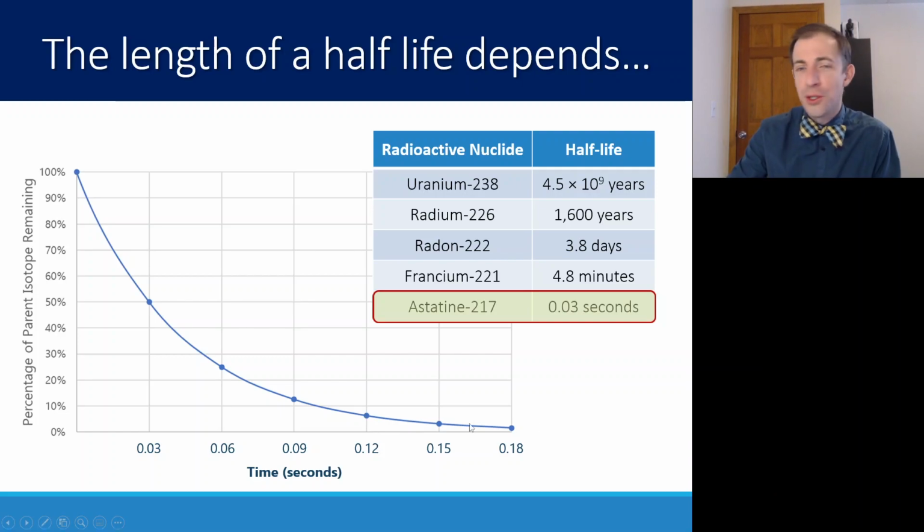So 0.12 seconds to become that small, which means astatine doesn't stay radioactive for long because it emits all of its radioactivity very, very quickly. It makes it more dangerous if you are there when it is emitting all of that radiation. It's very, very active, but it removes its radioactivity very, very quickly.